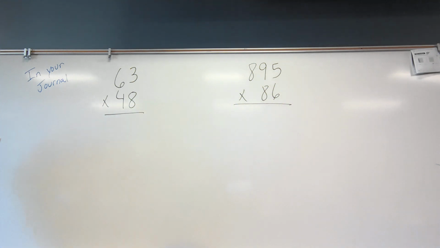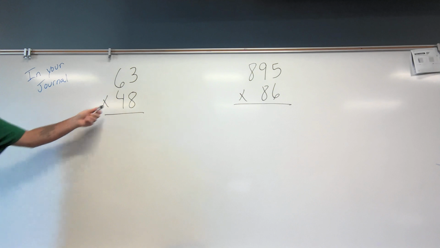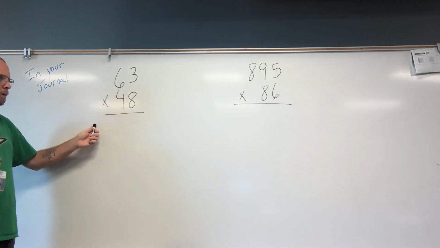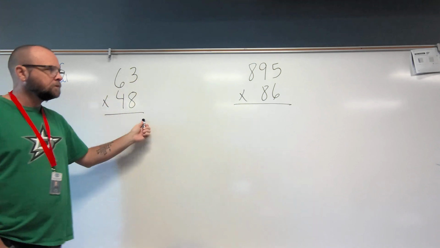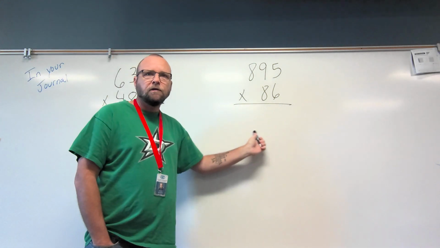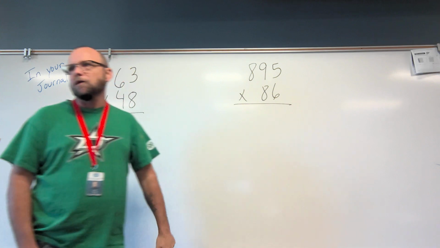All right, so we continue with multiplication. Remember, if we have a two-digit factor and we're doing the standard algorithm, we're going to have two rows of numbers, not just one row of numbers here in our product. Two rows of numbers, not just one row of numbers in my product.